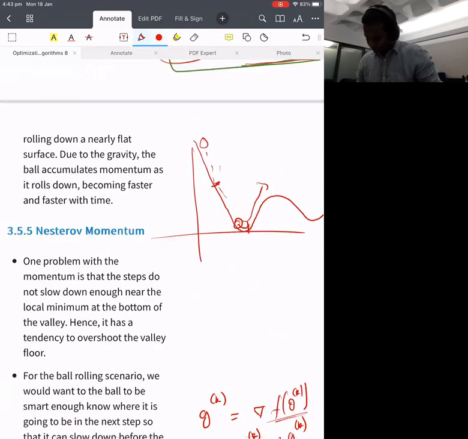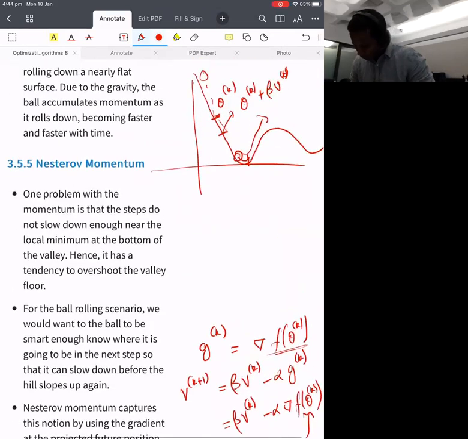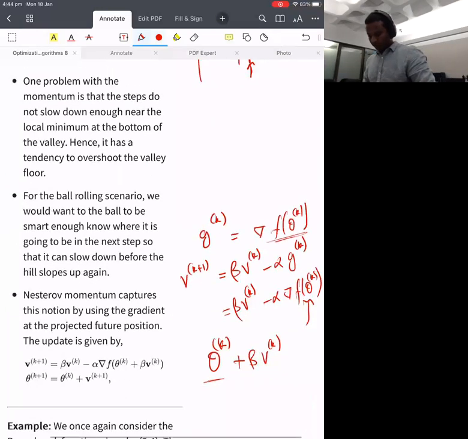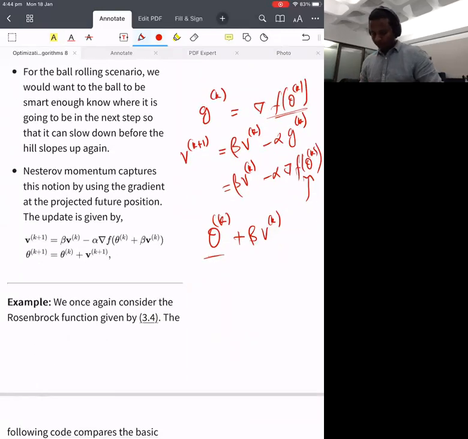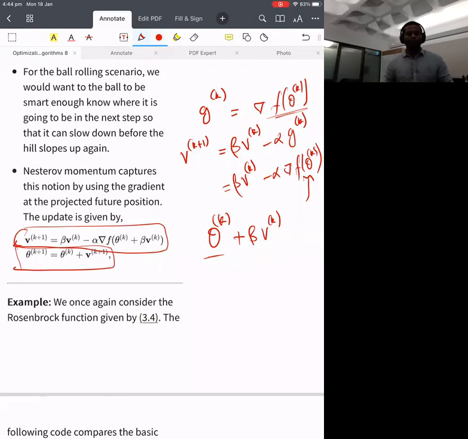Suppose you are here, this is theta k, and theta k plus beta v k will be somewhere here. Even though it is not the next point, it is somewhere in between. And if you are here, then that next point will be somewhere here. This guy will come here if theta k is here. So you know whether you will be overshooting or not. That's why you can slow down when you reach the bottom, and that can be captured by this update. And it's the same step, just like momentum, adding momentum.